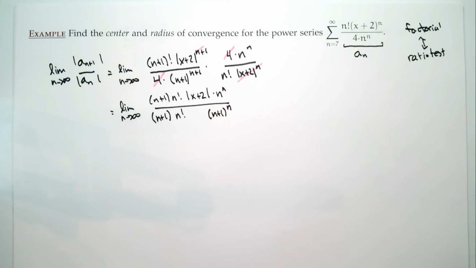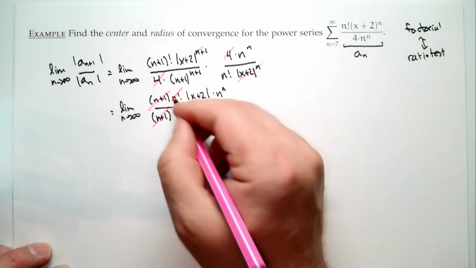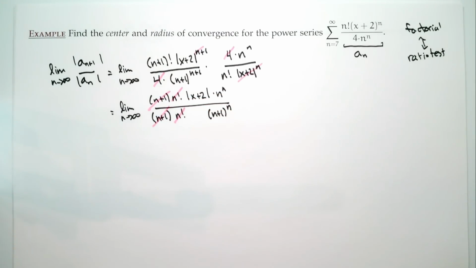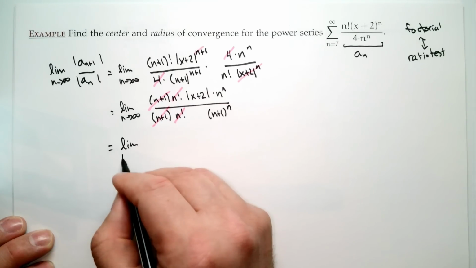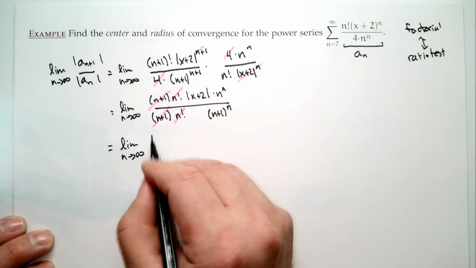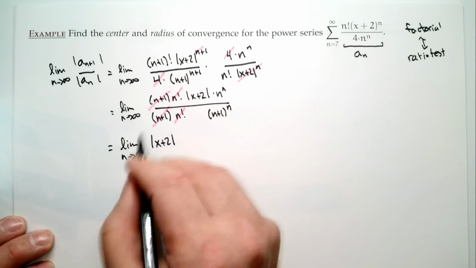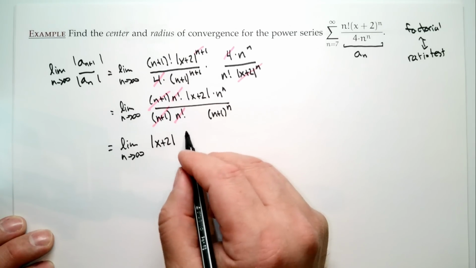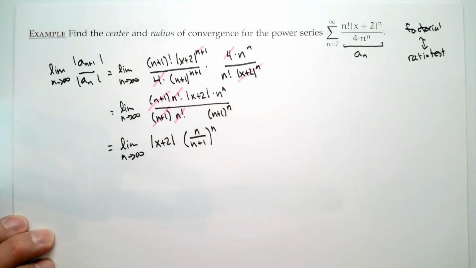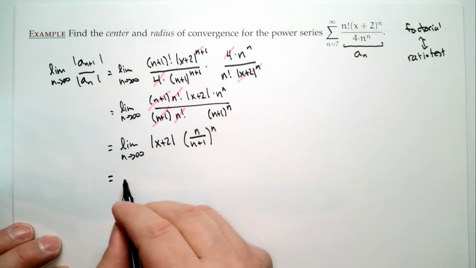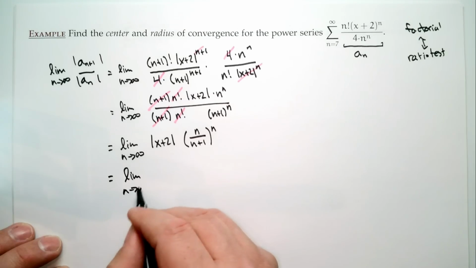And now we do some even more cancellation. So we're in great shape. N plus 1s cancel, n factorials cancel, and we're to the following. This is the limit, as n tends to infinity, of absolute value of x plus 2, which is a constant. We could pull it out of our limit. And then you have n over n plus 1 to the n. Now that doesn't quite look like anything we've done, but there's an alternative. We could write this as something slightly different.